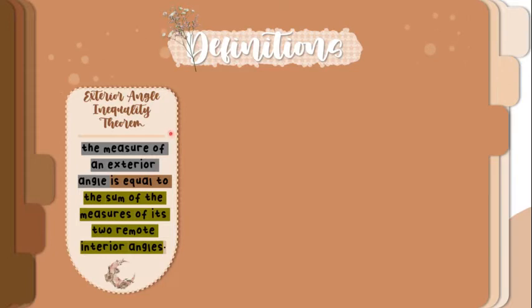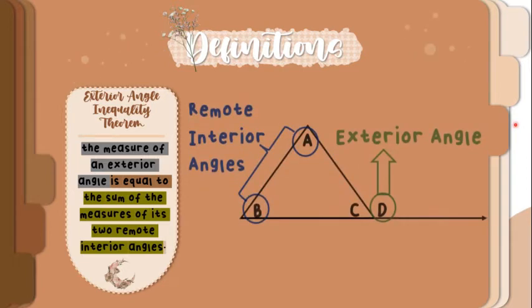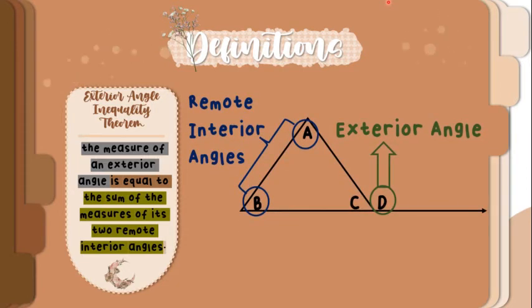And finally, we can define the exterior angle inequality theorem. The exterior angle inequality theorem states that the measure of an exterior angle is equal to the sum of the measure of its two remote interior angles. Using the figure in our previous term, let us uncover its meaning.